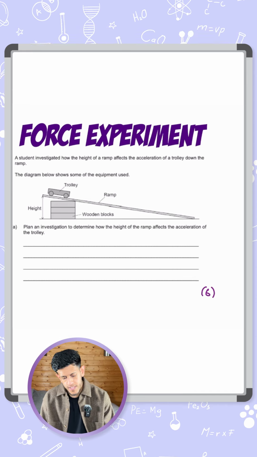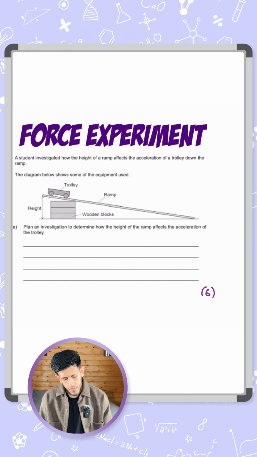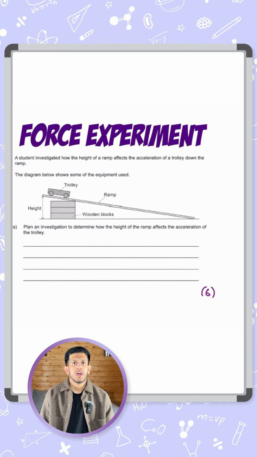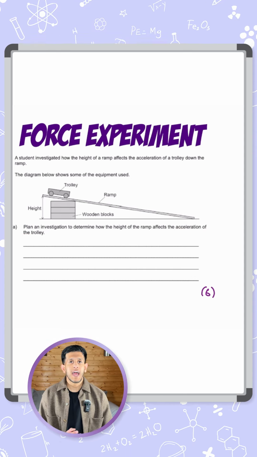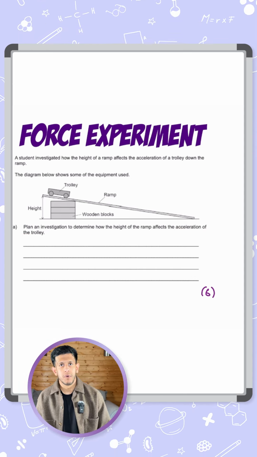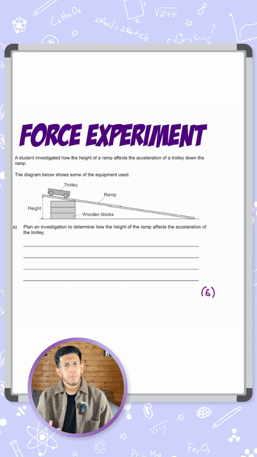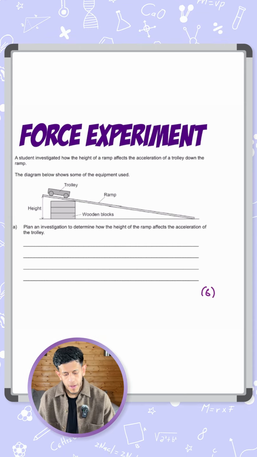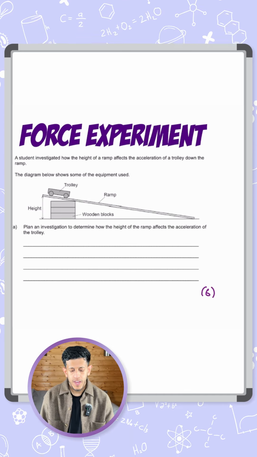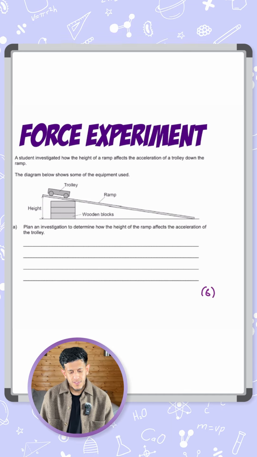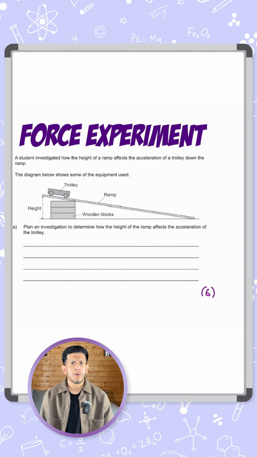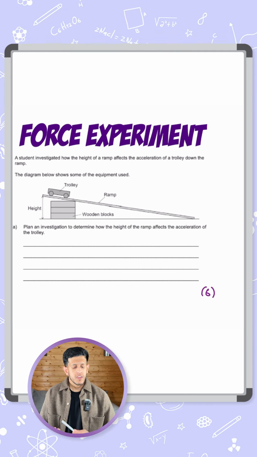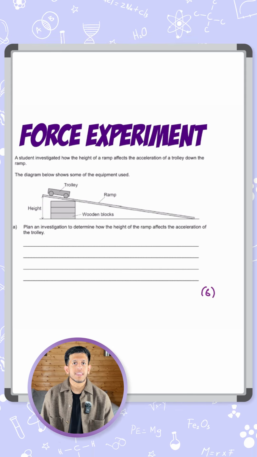And it says, plan an investigation to determine how the height of the ramp affects the acceleration of the trolley. So we're looking at explaining how we set up and make this experiment. So not interpreting the results, but how we carry out the method and how we get the results. Yeah, so it's all about what the investigation is that we carry out. And this is for 6 marks. So it's one of those big questions. I've got to put a few points down, but if you highlight what apparatus you're using and how you're using it, showing those steps is quite easy to then get the 6 marks.